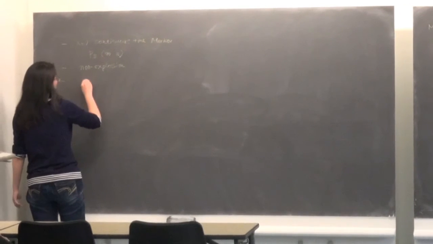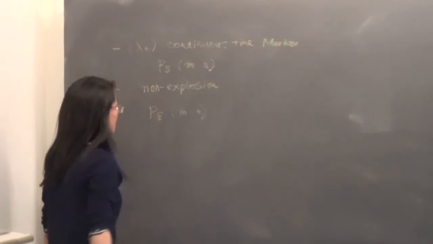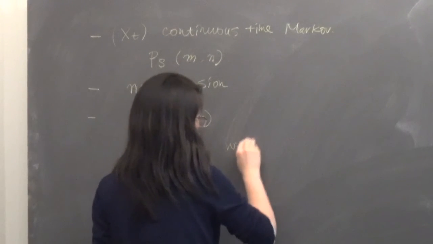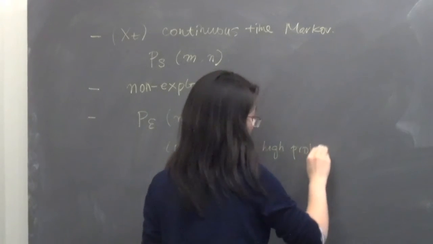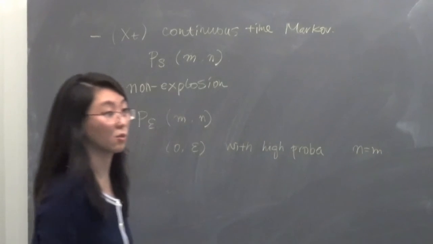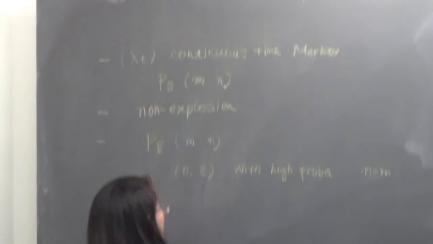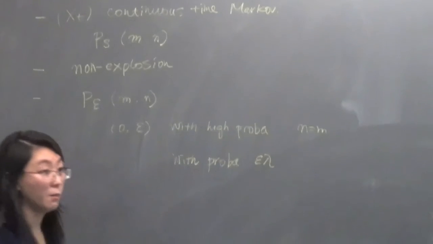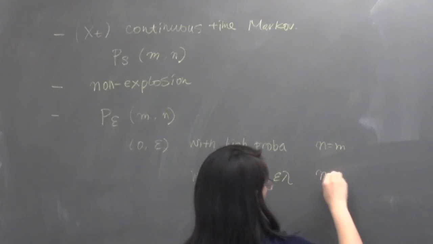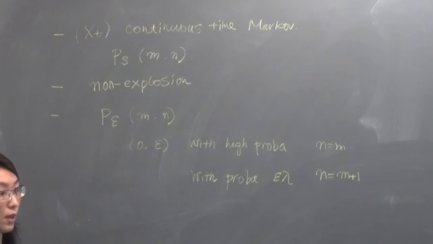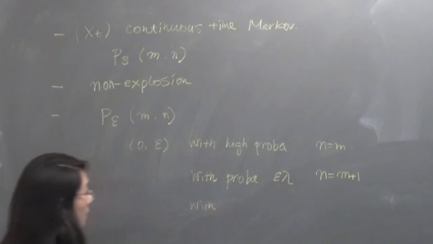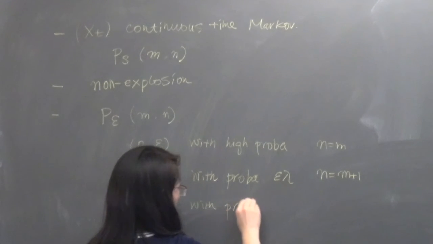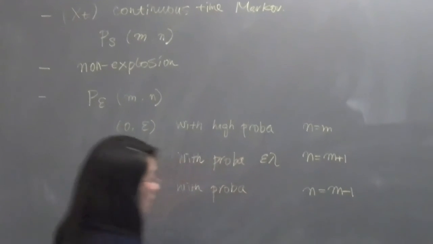For the infinitesimal generator, we want to evaluate the probability p_epsilon(m,n). So what happens in the time interval 0 to epsilon? With high probability, nothing happens in this time interval: no one arrives, no one leaves. Then in this interval, with probability proportional to epsilon lambda, a new customer arrives. And it is also possible that a customer leaves the queue in this time interval, so that one customer leaves the system.